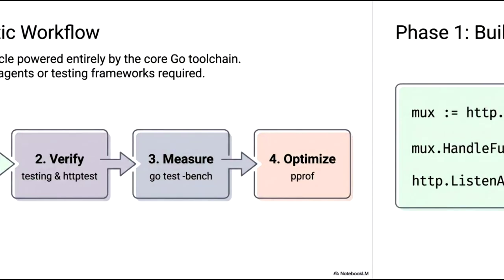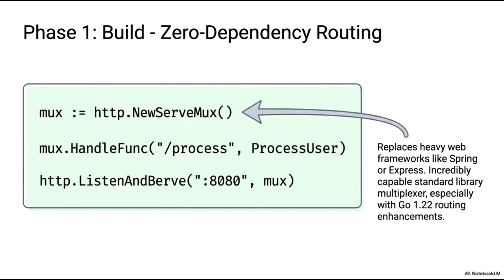Phase 1 of the build focuses on zero-dependency routing. By using Go's standard library, we can initialize a multiplexer with http.NewServeMux, map specific endpoints like /process to handler functions, and launch the server on port 8080. This method effectively replaces the need for heavy web frameworks such as Spring or Express. The standard library multiplexer is remarkably capable, and with the significant routing enhancements introduced in Go 1.22, it provides all the functionality required for modern web services without adding external dependencies.